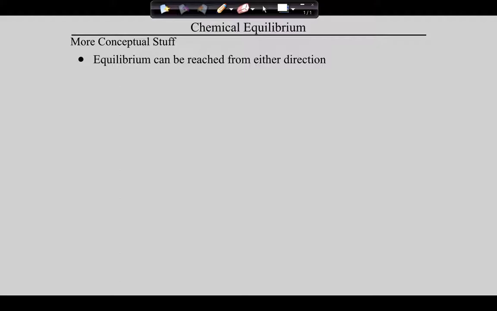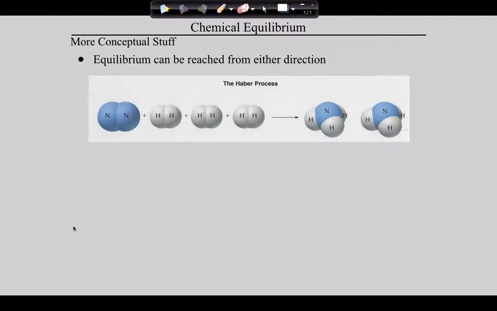This is what is called the Haber process, H-A-B-E-R. This is called the Haber process, and it looks like this. Write it down. This you've got to know for the test. On the AP test, they will have no qualms about saying, what effect does a pressure change have on the Haber process? I don't know why they picked this one, but it's the one they picked.